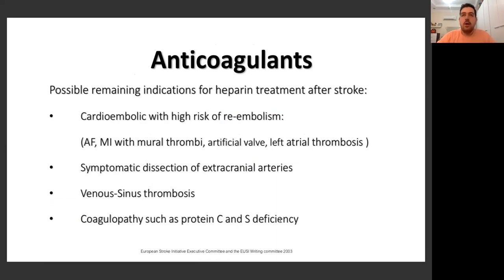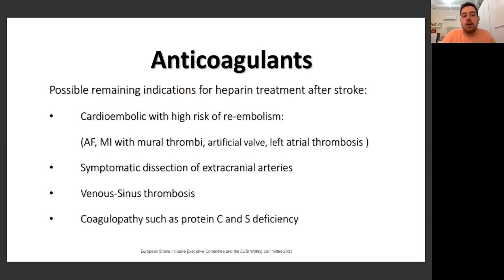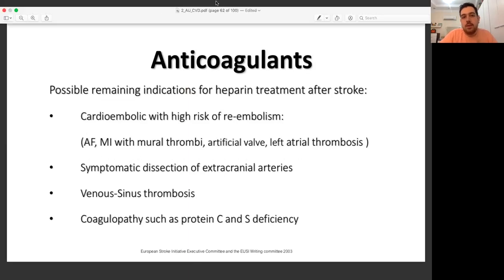So just a quick summary about anticoagulation. We don't give it in a state of acute stroke. If we have excluded the major contraindications like hemorrhage or large infarction or uncontrolled hypertension, then yes, we can give anticoagulation only in selected patients, mainly those who have cardioembolic disease or venous thrombosis or coagulopathy. If it's not clear, I can repeat it. Otherwise, I'll proceed.